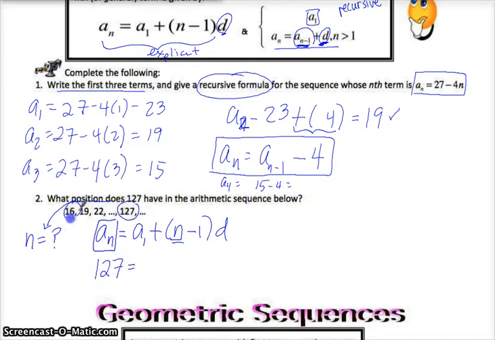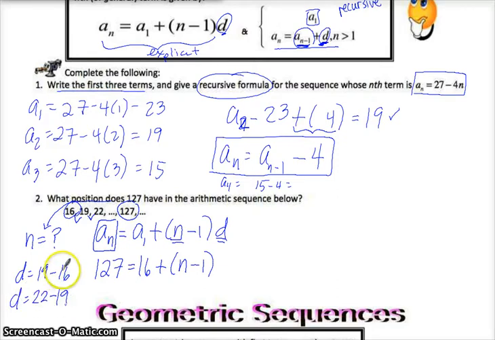We have to plug in for a sub 1. Okay, well that's 16. And then we have to plug in for our d. So we have to figure out what the d is. So how do we figure that out? Well, d would equal the 2nd term minus the 1st term. Or it might be the 3rd term minus the 2nd term. So 19 minus 16 is 3, 22 minus 19 is 3. Therefore, my common difference is 3.